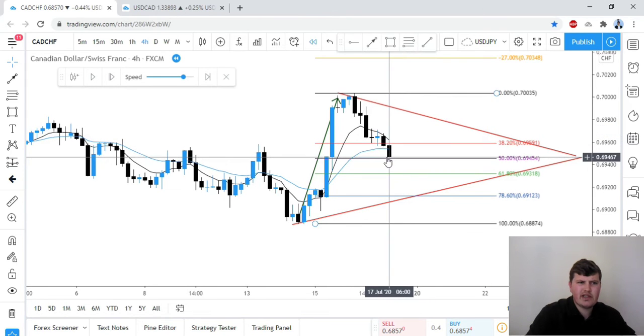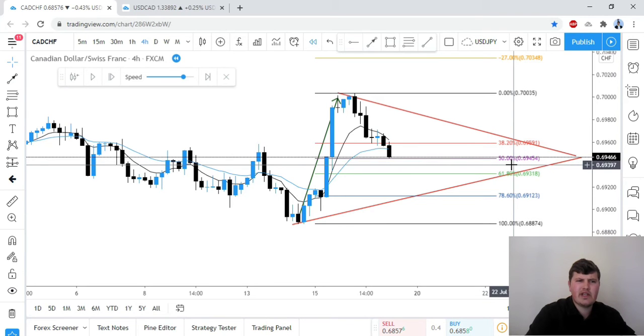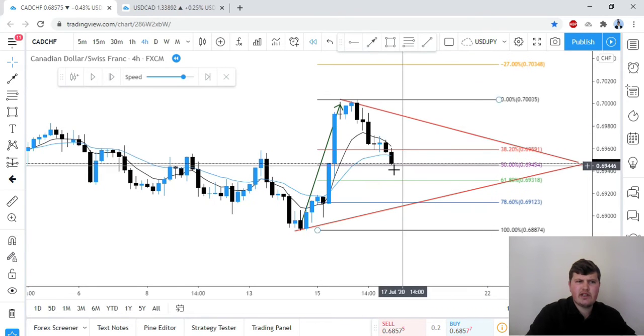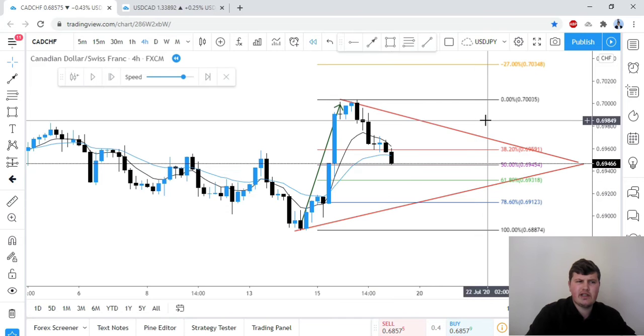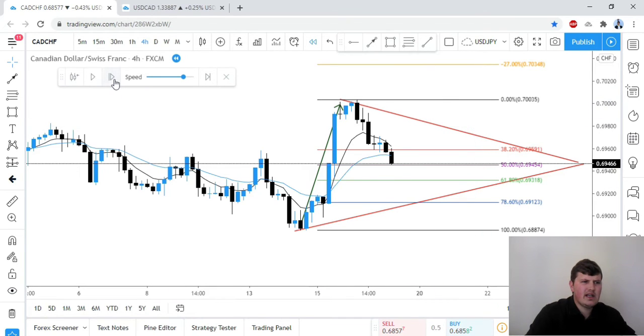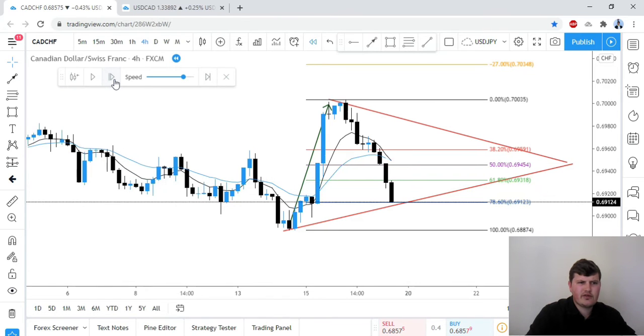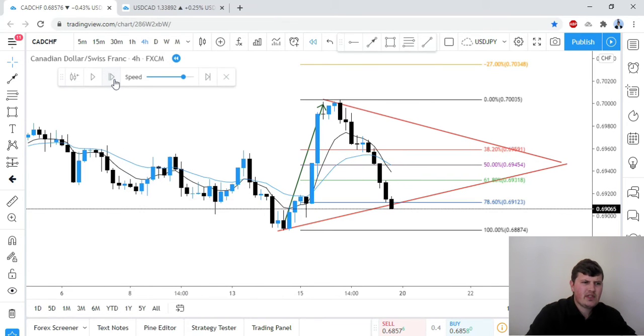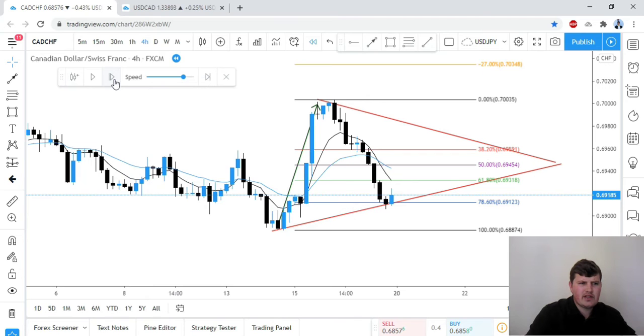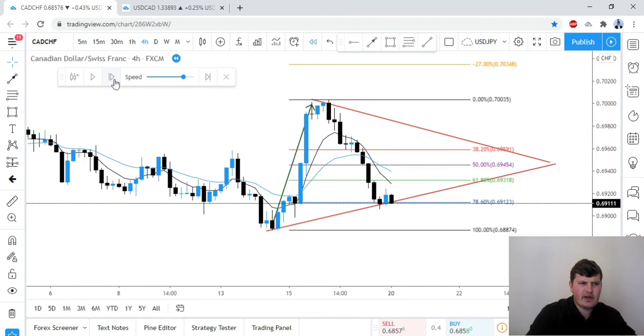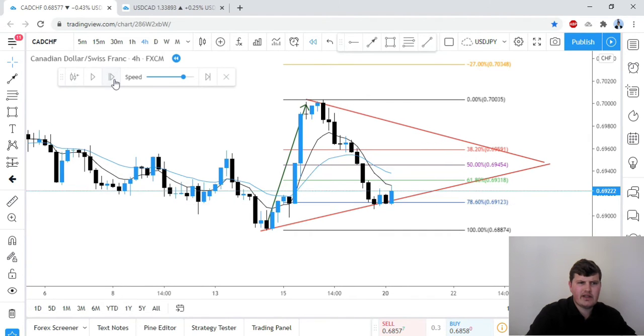Just because the market is at, for example, the 50%, doesn't necessarily mean that you can just buy it right here. There needs to be a reaction from candlesticks. And if we just fast forward a bit in time, as you can see, price is having a reaction over here at the 78.6% retracement level. So as you can see, it's consolidating over here.